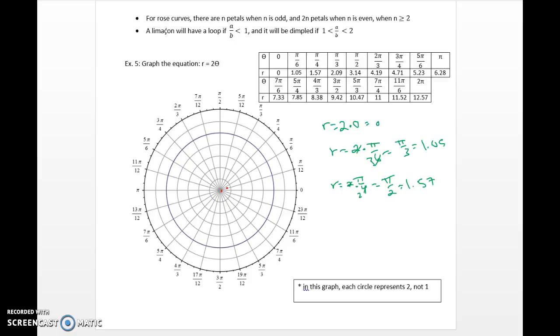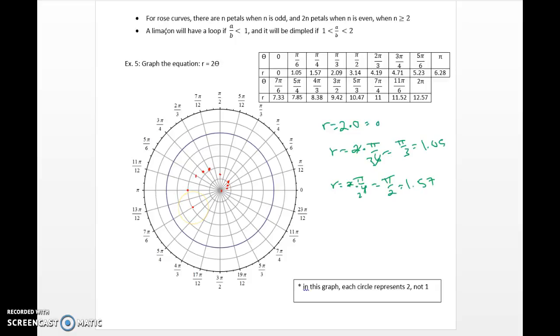And when theta is pi over 4, we get 1.57. It's a little higher. When theta is pi over 3, we get 2.09. When theta is pi over 2, we get 3.14. When theta is 2 pi over 3, we get 4.19. When theta is 3 pi over 4, we get 4.71. When theta is 5 pi over 6, r is 5.23. When theta is pi, r is 6.28.